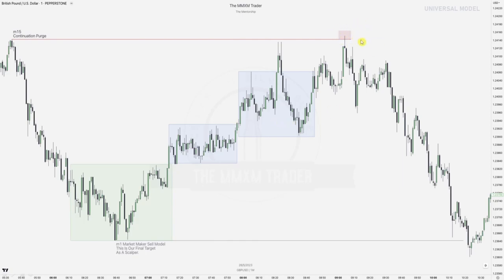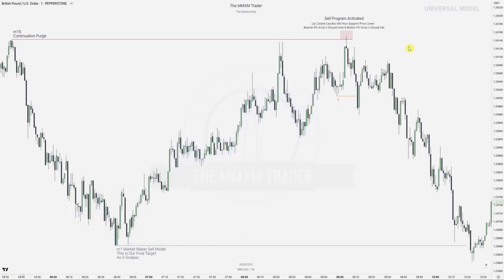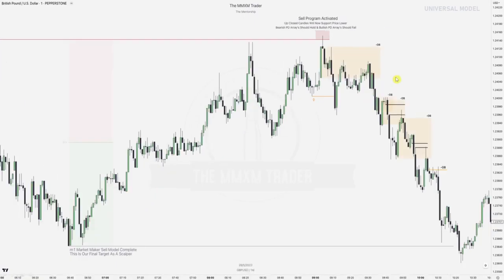So what happens after we take that external range liquidity? We are now activating a sell program. So again, all up close candles will now support price lower. Bearish PD arrays should hold and the bullish PD arrays should fail. And then we are in sell side of the curve, right? So we're waiting for that break of structure on our short-term perspective. It happens over here. We want to be in the correct time zone, right? I'm going to outline that later, but as I can see down here, we are in New York kill zone, right?